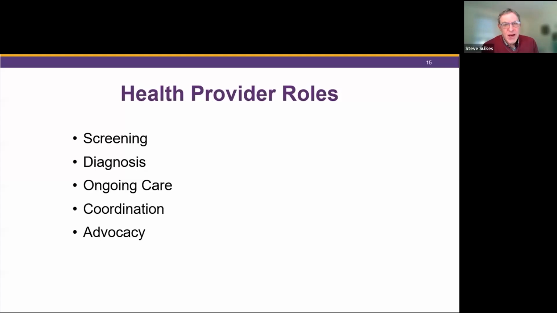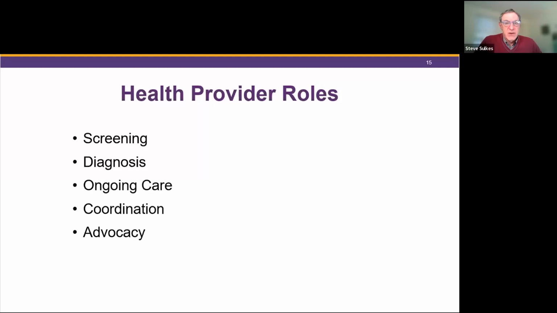The roles that we have as healthcare providers are many and varied. When we're working with people with intellectual and developmental disabilities, we can be people who are screening and helping to identify the developmental disability, particularly when we're working with children. We can get involved at the level of diagnosis by doing the tests that help to clarify what's going on and maybe even the underlying cause.